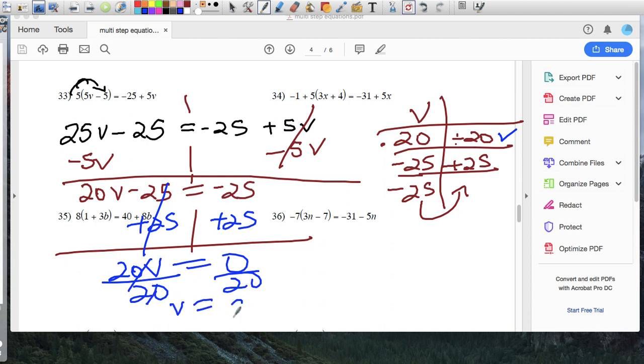0 divided by 20 is 0. So v equals 0. I have a feeling I already did this problem in the other video. So let's replace everything with 0.